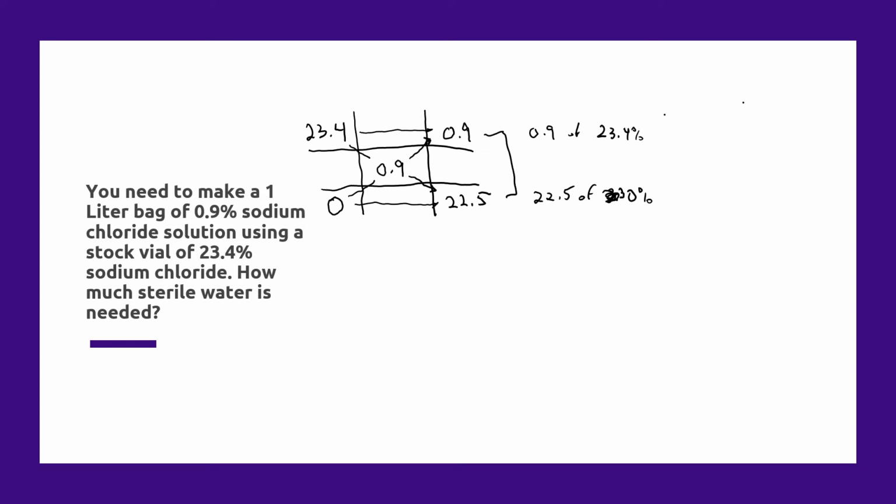Now we can solve the question of how much sterile water is needed by starting with the total volume that we're going to need, which is 1 liter. We'll go ahead and convert that to 1,000 milliliters to make this a little easier to look at. Now there's going to be a total of 0.9 plus 22.5, so there's a total of 23.4 parts here. So 0.9 of that 23.4 is going to be 23.4%, and then 22.5 of that 23.4 is going to be the sterile water.